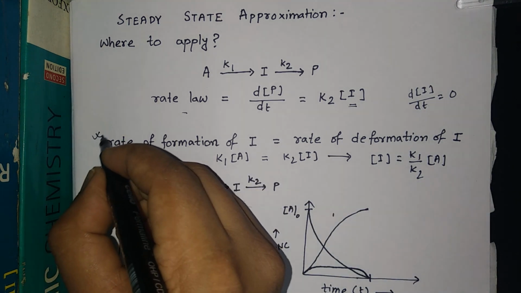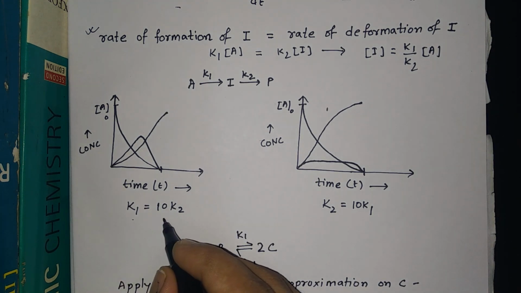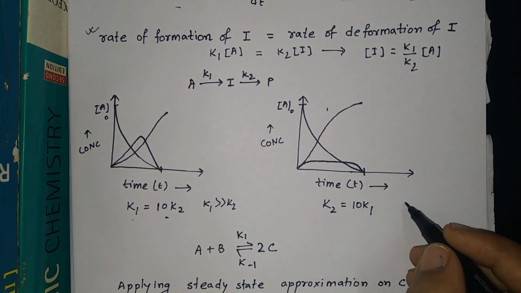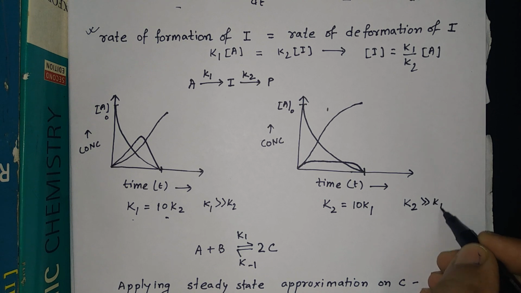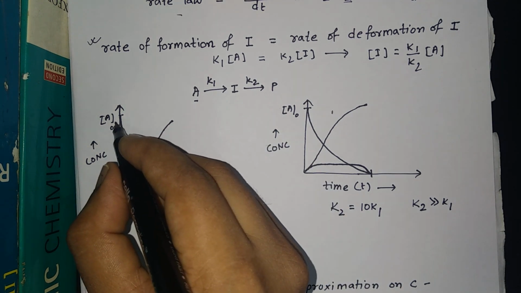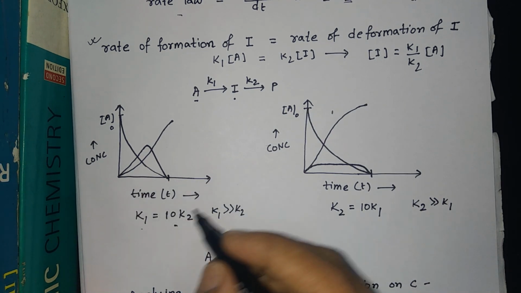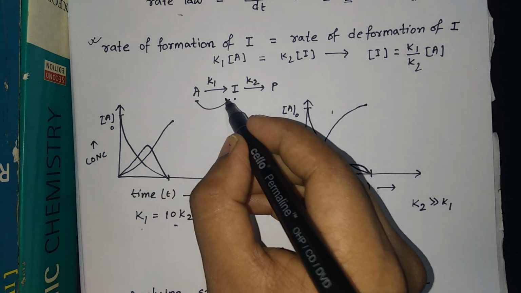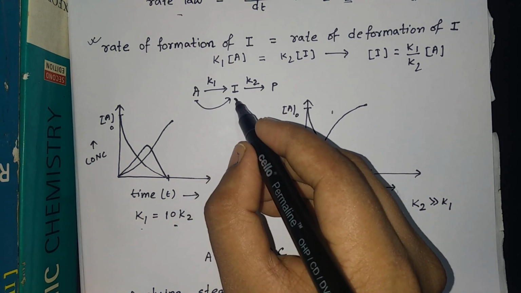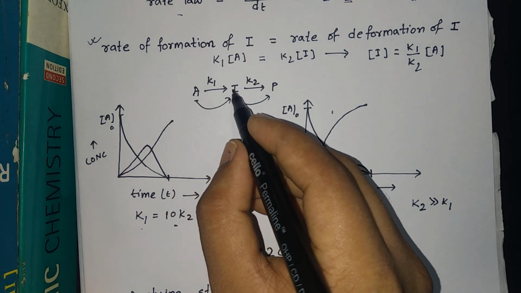But where do we have to apply this steady state approximation? To understand that, I made two conditions. In one, K1 is 10 times K2, that means K1 is much greater than K2. In the other, K2 is 10 times K1, that means K2 is much greater than K1. Initially the concentration of A is A0, and the intermediate and the product have concentration 0. Along with time, when K1 is much bigger than K2, the first step is very fast and the second step is very slow. That means formation of the intermediate from A is very fast and formation of the product from the intermediate is very slow.